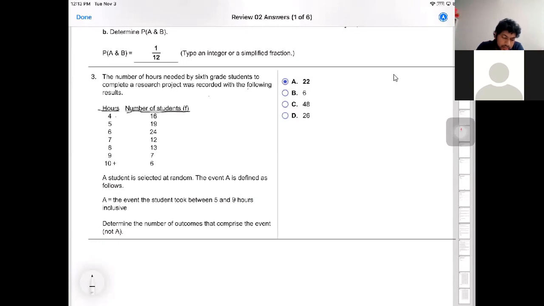A student is selected at random. Event A is defined as follows: the student took between 5 and 9 hours inclusive. So the student took between 5 and 9. Yes, the 5 and 9 are here. So we need to consider these hours from 5 to 9.